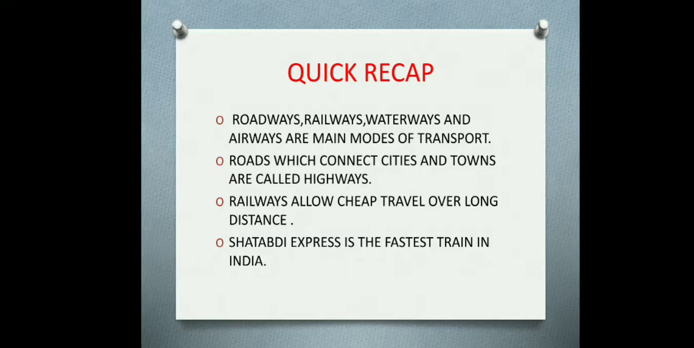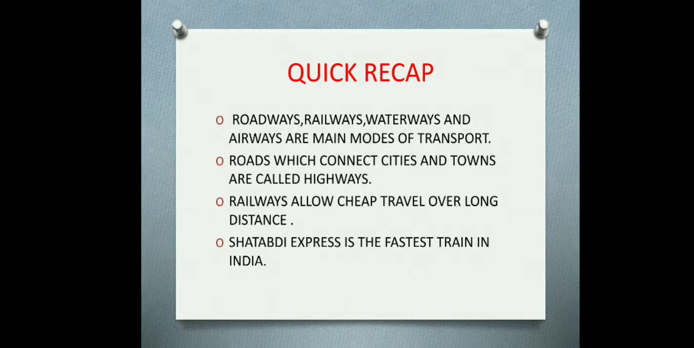Roads which connect cities and towns are called highways, and there are two types of highways, National Highway and State Highway. Railways allow cheap travel over long distances. And Shatabdi Express is the fastest train in India.